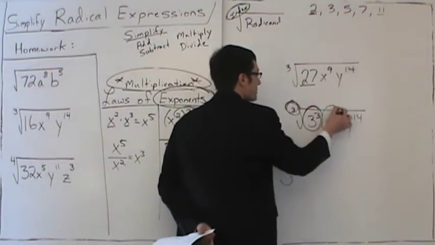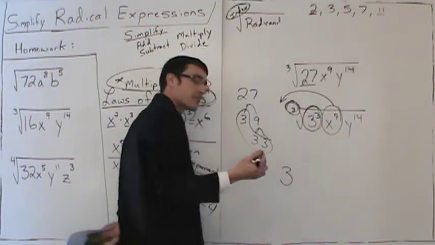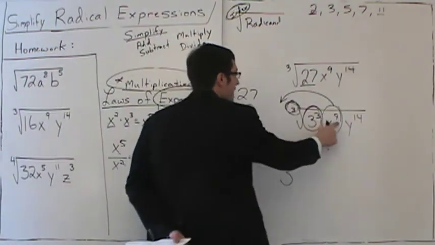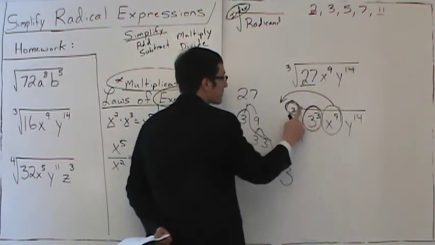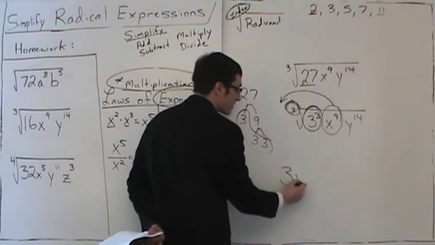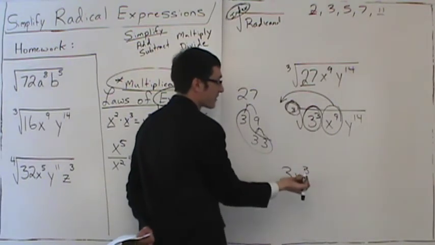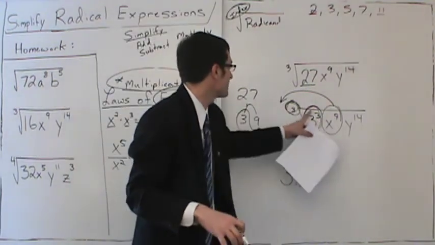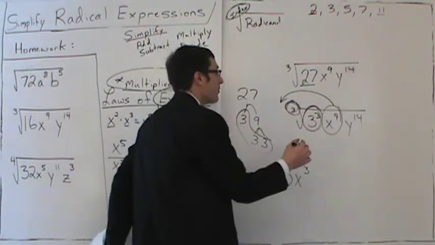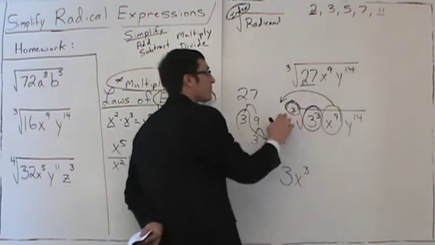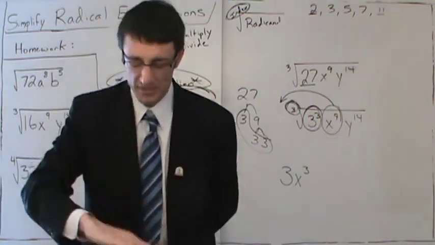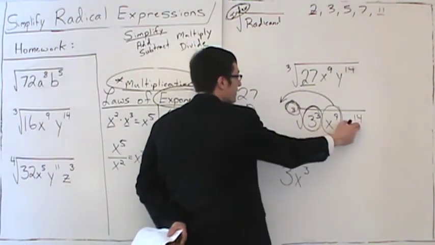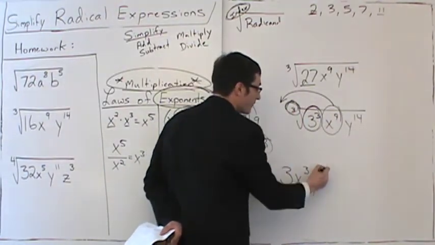Now the question is, how many groups of 3 x's are there? Well, if you have 9 x's, this is the concept of division. What is 9 divided by 3? 9 divided by 3 gives 3, so our new exponent is a 3. We get x to the 3rd. Are there any left over? No, because 9 divided by 3 divides evenly with no remainder. Now, what is the next number below 14 that's divisible by 3? Hopefully you say 12. And 12 divided by 3 is 4, so we get y to the 4th.